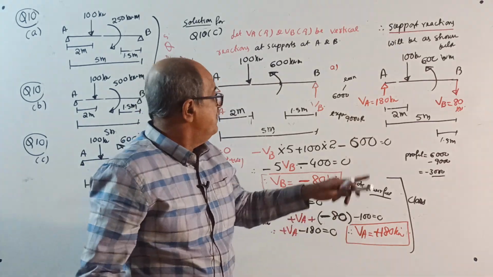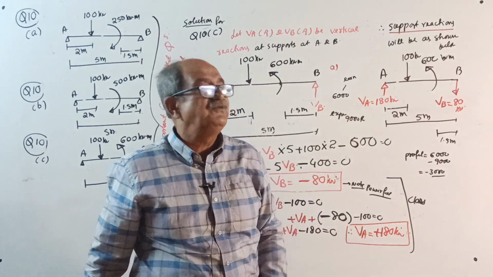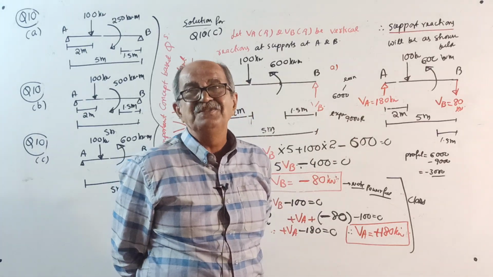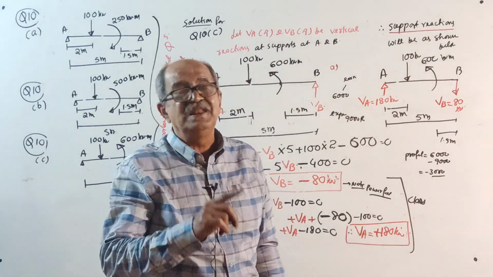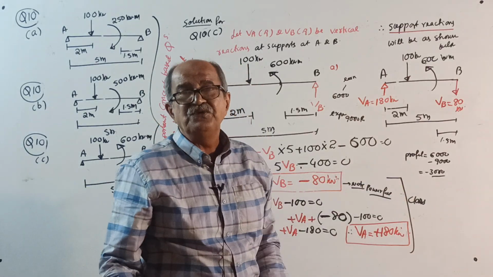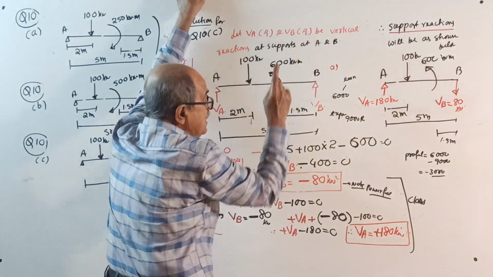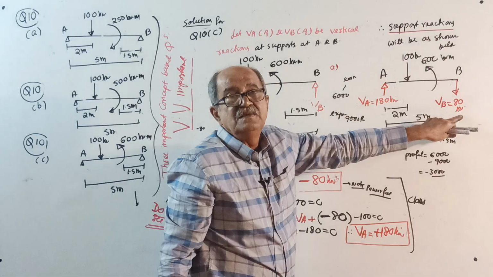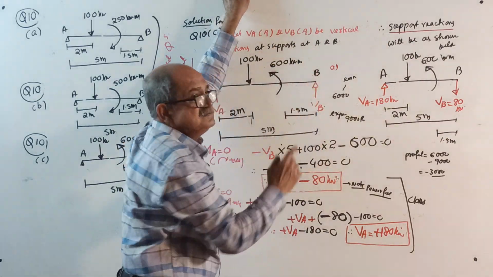No. Minus 3,000 is the profit. Profit is minus 3,000, which means it is not a profit. It is a loss of, now no minus sign, it is a loss of 3,000. See, minus 80 upward means 80 is downward. So when you read minus 80, it is still taken as upward.